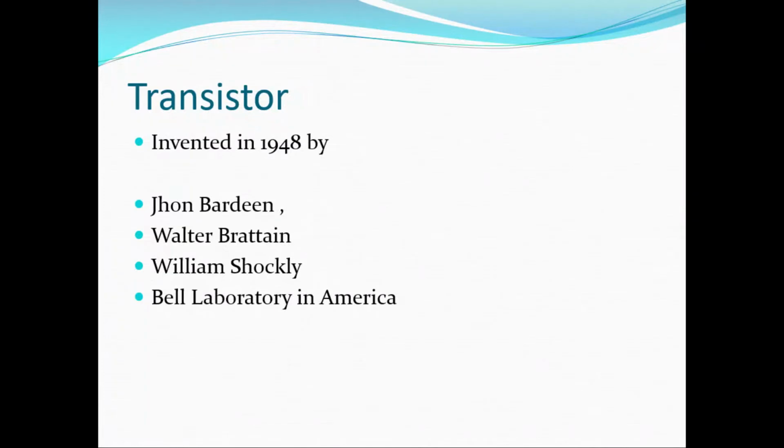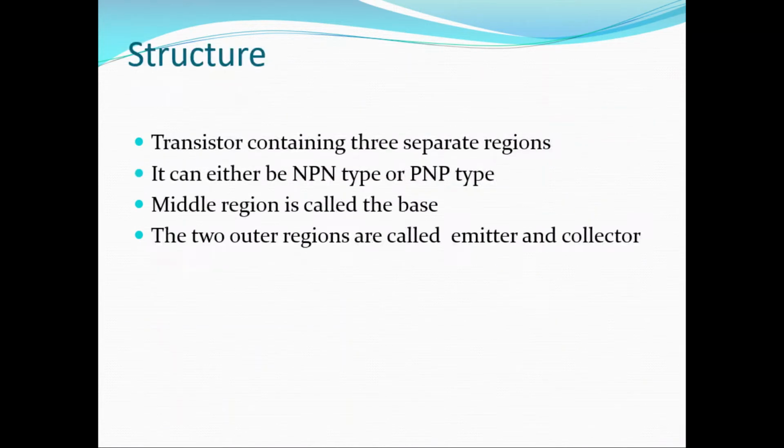Transistor was invented in 1948 by John Bardeen, Walter Brattain, and William Shockley at Bell Laboratories in United States of America. Structure of a transistor. The transistor contains three separate regions. It can either be NPN or PNP type. Middle region is called the base. The outer regions are called emitter and collector.